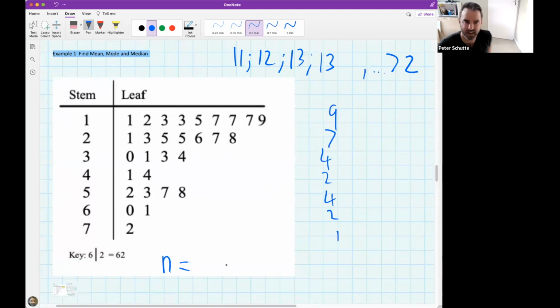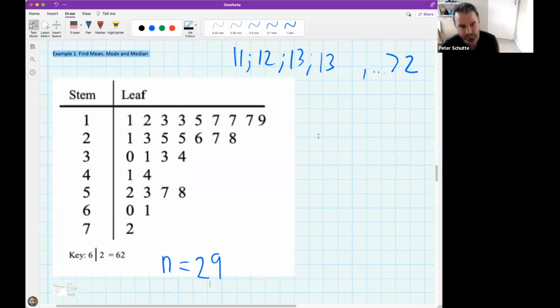So what do we get as our n? Okay, we have n as 29. Now what I want you to do is, there's 29 items and they're arranged from smallest to biggest. I want you to try and find me the median of this data set. So what is the median of this data set?